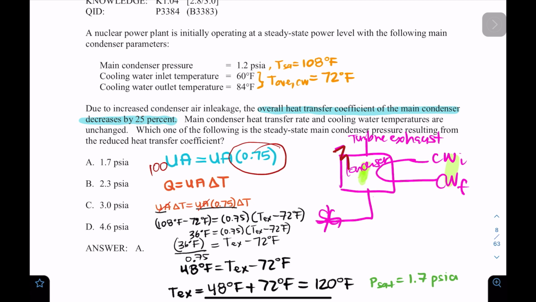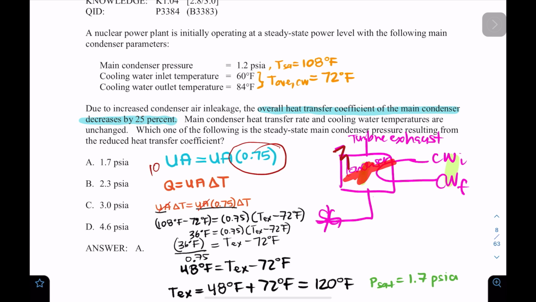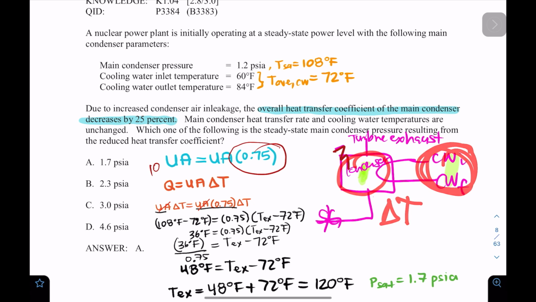So the things that I know, as I mentioned, I know the pressure from here. Since I know the pressure, I can gather the temperature, and I can gather delta T, a temperature difference between here and here. From this one, I just gather my average, right? And what else do I have?